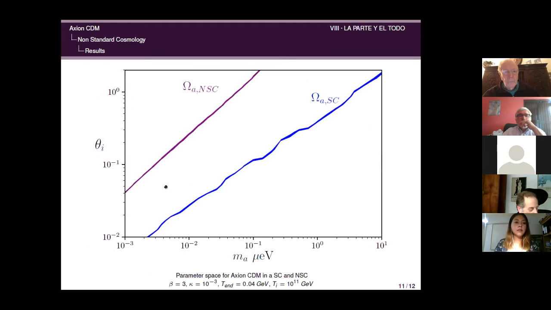And this is a result that we obtained so far. Again, the initial angle as a function of the axion mass. The blue line is for a standard cosmology. And the purple line is the region where the axion can explain the whole dark matter, but in a non-standard cosmology using these parameters. So considering a non-standard cosmology allows us to move in this window, to different combinations of parameters.